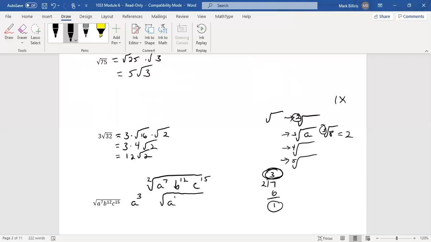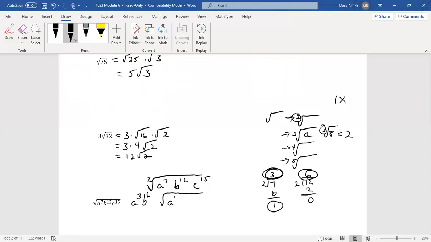So let's look at b to the 12th. So I have 12 divided by 2 is 6. So that means 6 are on the outside, and 2 goes into 12 with a remainder of 0. So 0 b's remain underneath the radical sign.